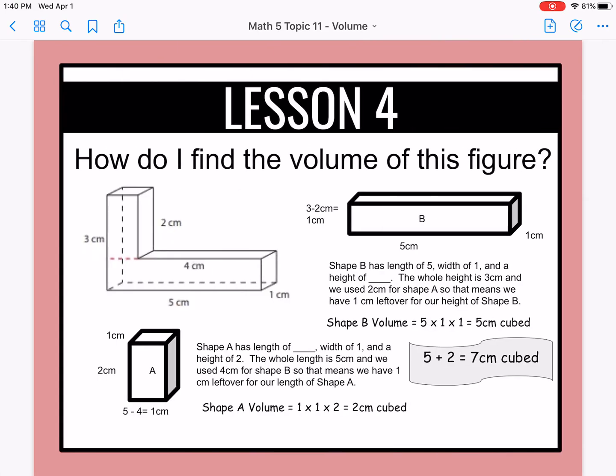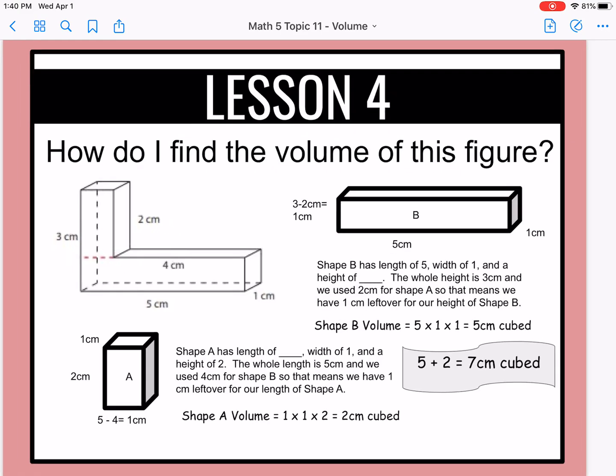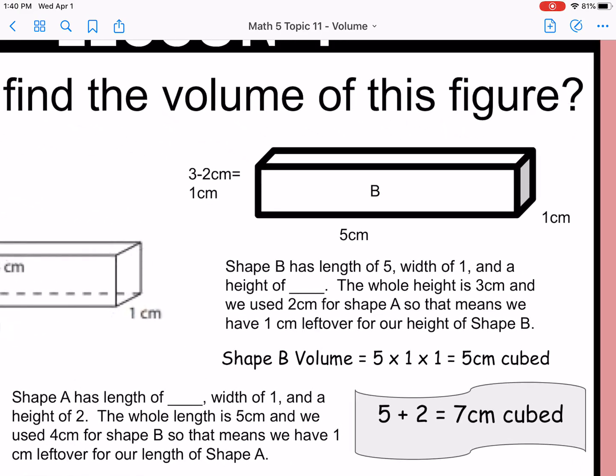All right, so let's go ahead and break these apart. Let me see if I can make this a little bit bigger.